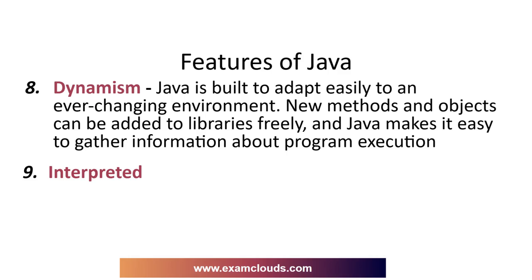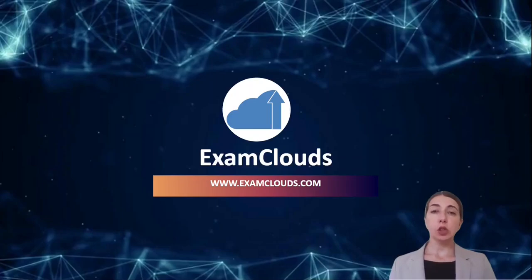Interpreted nature. Programming languages are broadly divided into compiled and interpreted types. Java is an interpreted language. And the final feature is its high performance. In our next lesson, we will explore the history of Java.